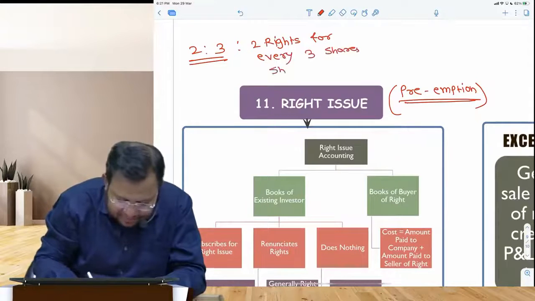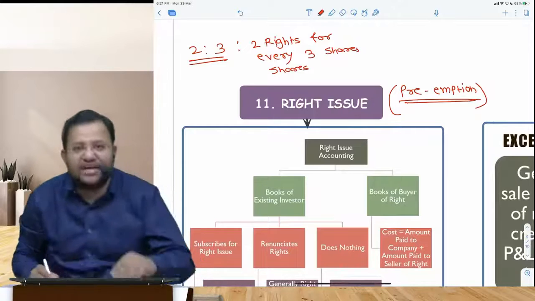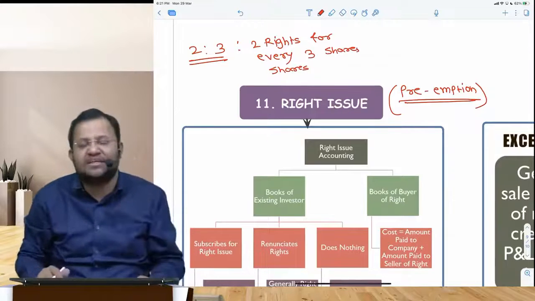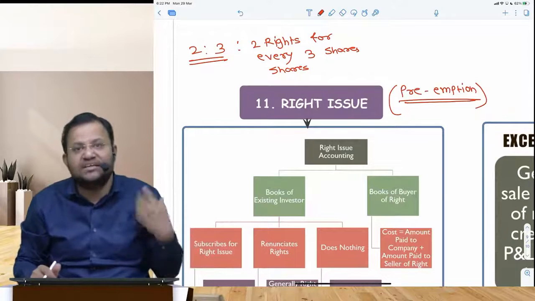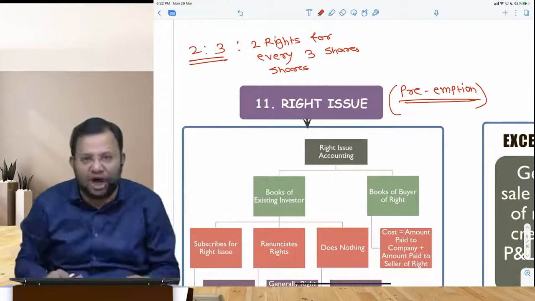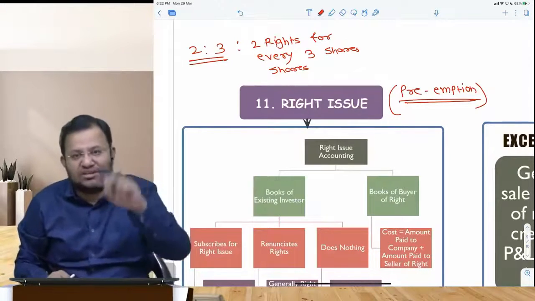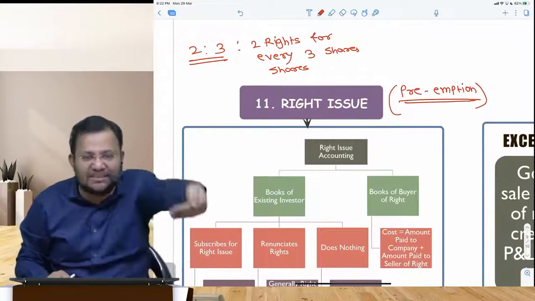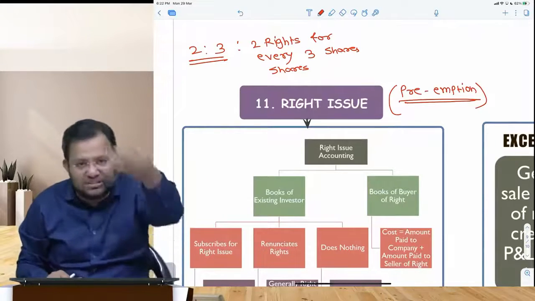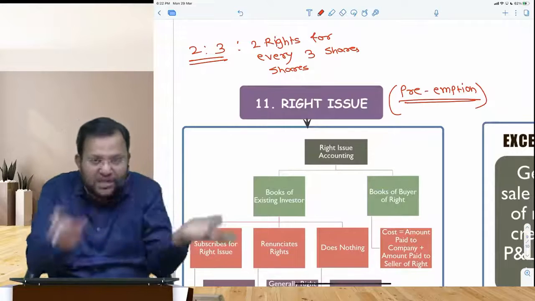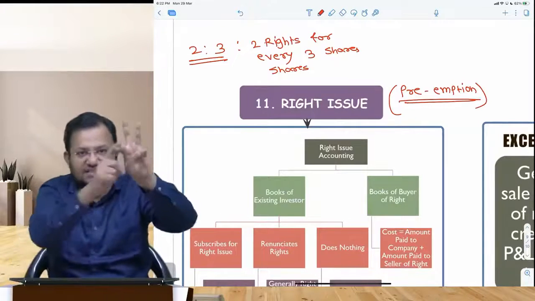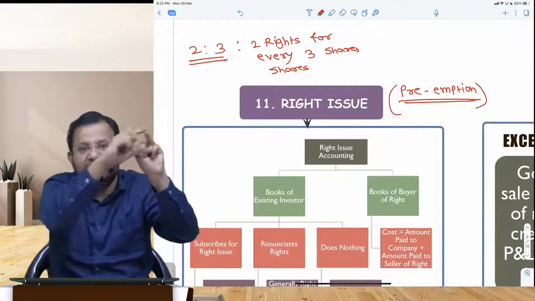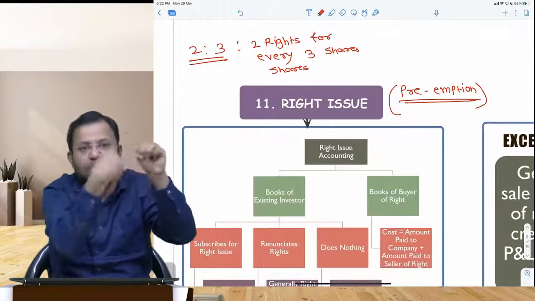Now let us say a particular investor had 3,000 shares, so he will have 2,000 rights. Now it is not necessary that he has to exercise the right. Voting is your right. You may exercise, you may not. Like that, 2,000 rights you have got. Either you can exercise, or you can renounce, or you can do a combination of these, or you can do nothing. So primarily 3 options: exercise the right, sell the right, or do nothing, or a combination of these.